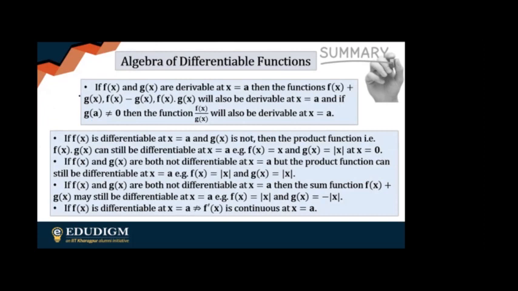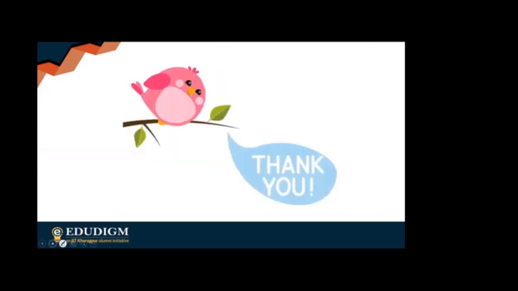Also, we have this final thing, which is the algebra of differentiable functions. This is very, very important, because for the product, quotient, summation, subtraction, whatever you take, the result will be differentiable. But these are the counterexamples that we have taken, showing that the converse is not true. So I've summed it up so that you remember what we have talked about. And that's it.